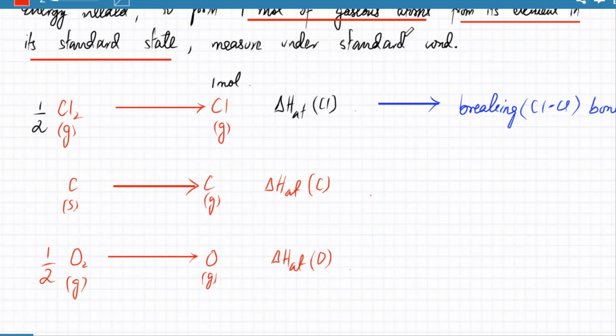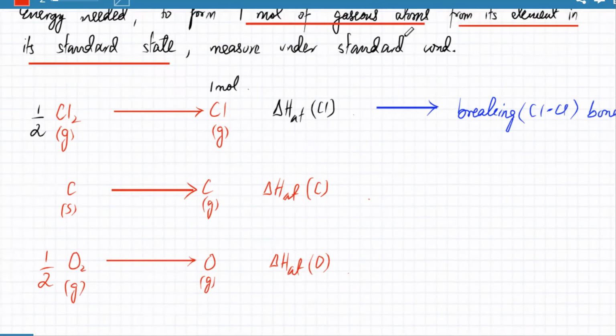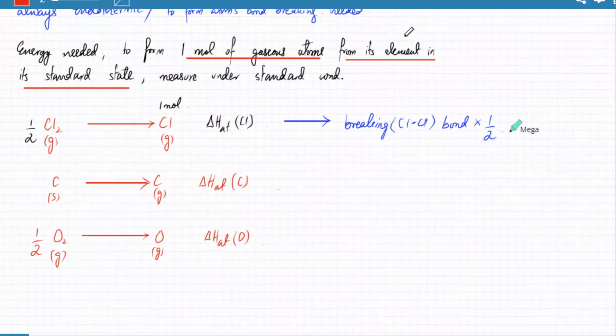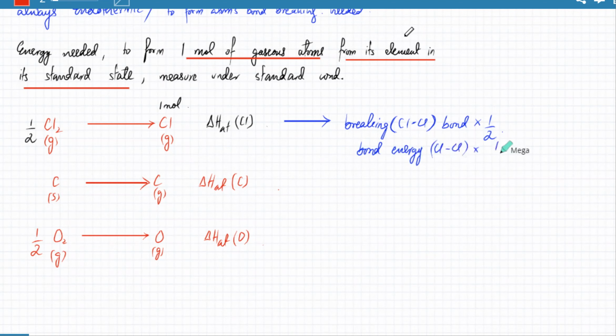And I'm breaking half of it. I'm breaking half a Cl-Cl bond. That's it. So I can use bond energies. It's basically the bond energy of Cl-Cl multiplied by half, because there's half a molecule, half Cl2. I can't do this for carbon, because carbon is a solid. Remember, bond energies can't be applied for that. The same goes for oxygen.